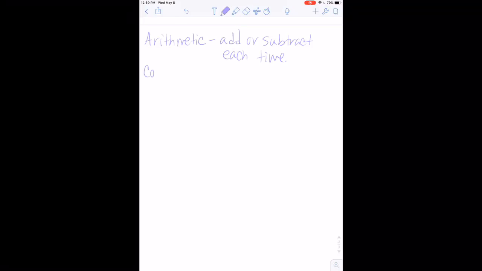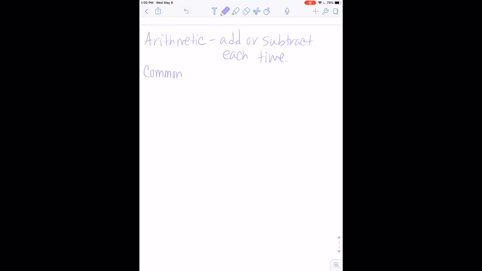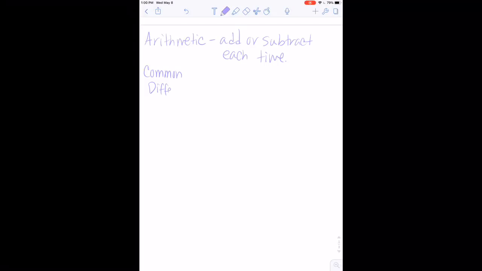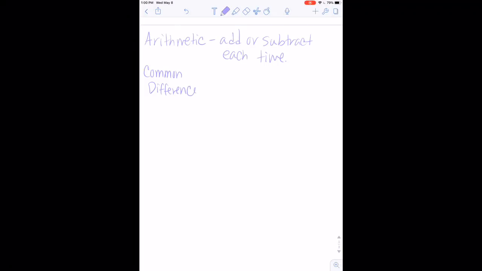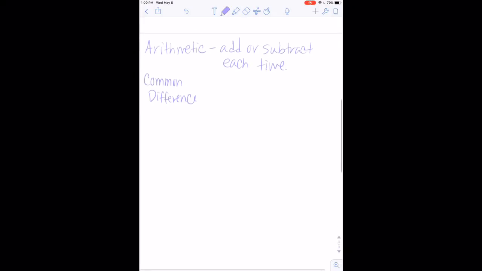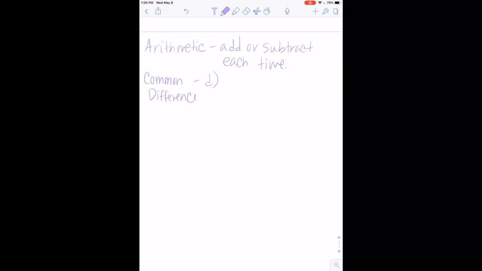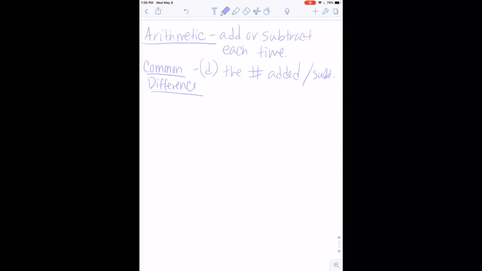The next vocab word for arithmetic is common difference. And lucky for you, we use a D to stand for it in all the formulas, which makes it really easy to remember. So the common difference is a number that you are adding or subtracting every time to get from term to term. So there's your vocab to start.